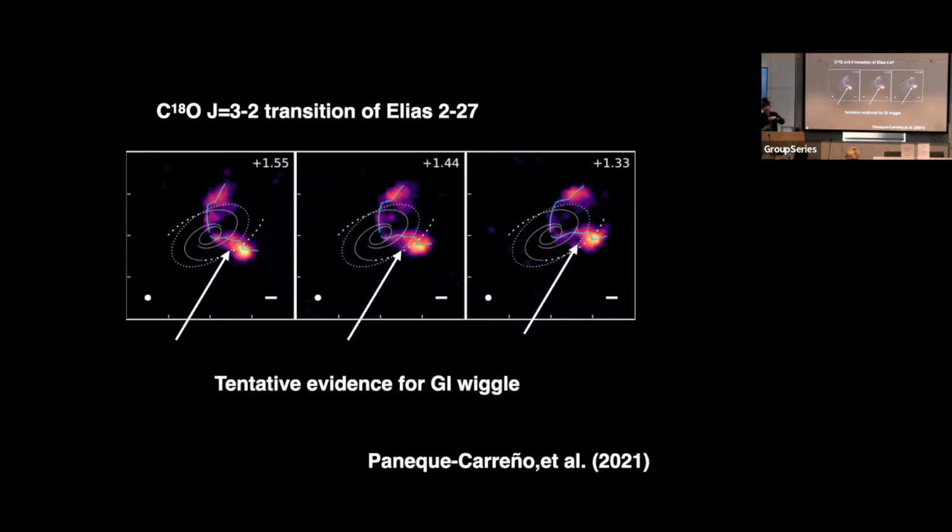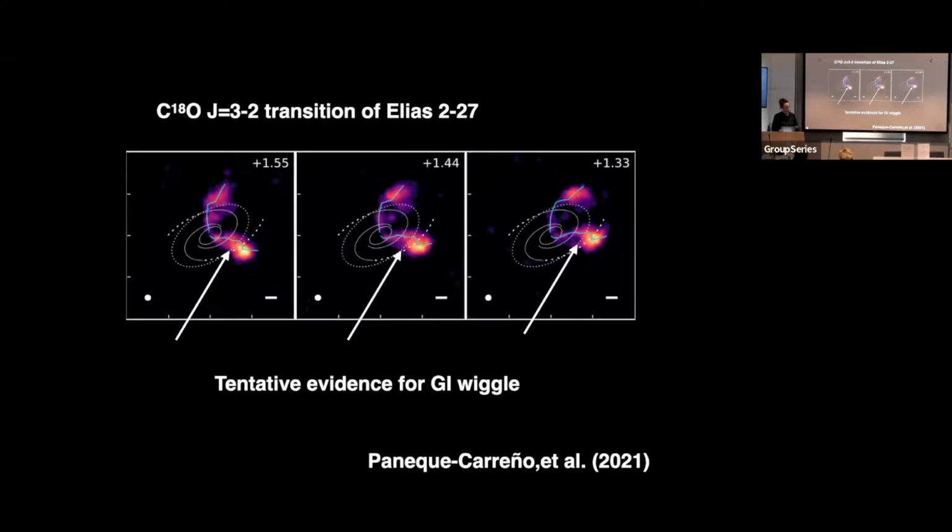But this tentative evidence was found by Teresa Panat-Carreño, who's now a PhD student at ISO. What she did was take this data of the Elias 227 system, and you can just see this faint wiggle shape. So what she did here was just trace out the maximum of the intensity. You can see this kind of distinctive wiggle-like shape.